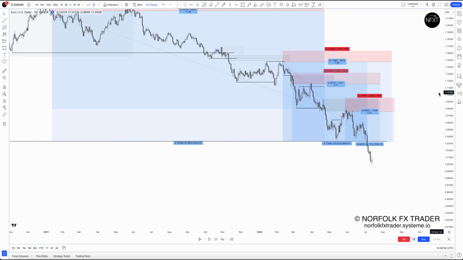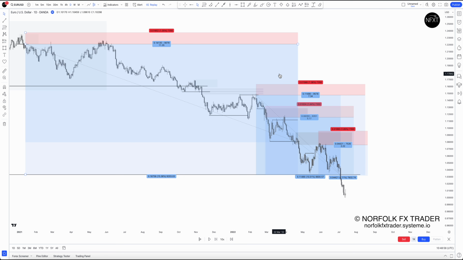So like I said, if you want to see more on how we map these areas of market structure, check out this video coming up at the end of this video. It's going to help you to understand mapping your charts to start applying market structure correctly, so you can start finding these profitable trades.